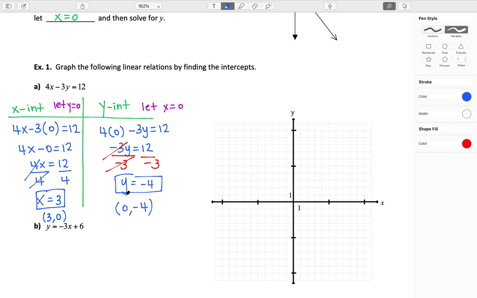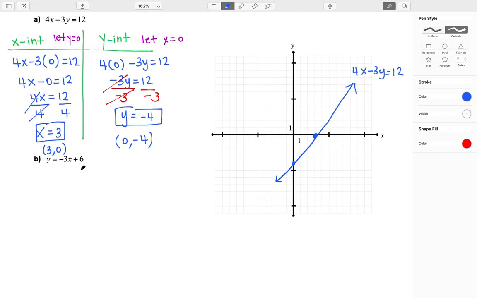So let's plot the points. The x-intercept is 3, 0, so this is my x-intercept on the x-axis. And my y-intercept is at negative 4 on the y-axis. Therefore, you can connect the points. Please use a ruler like this. This equation of a line is 4x minus 3y equals 12. So this is another method that you can use to draw the graph using the intercepts.